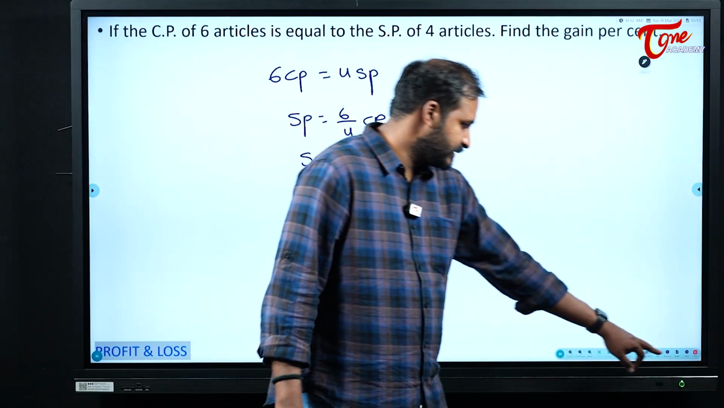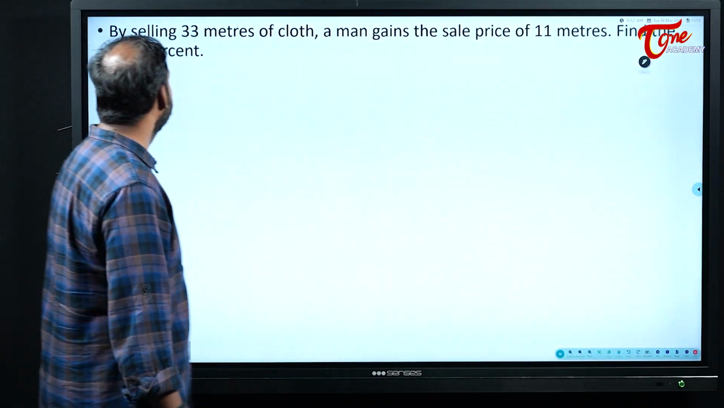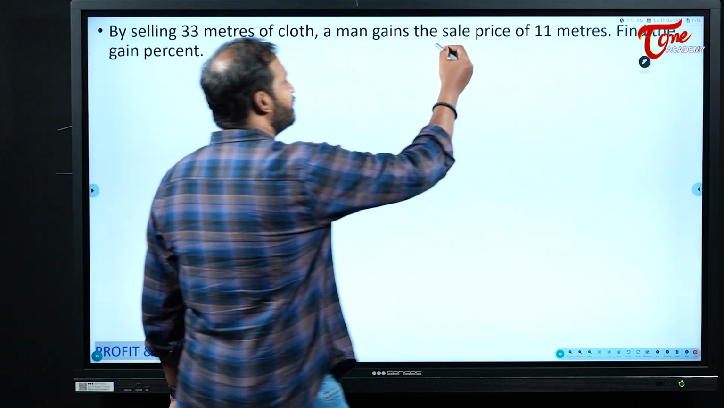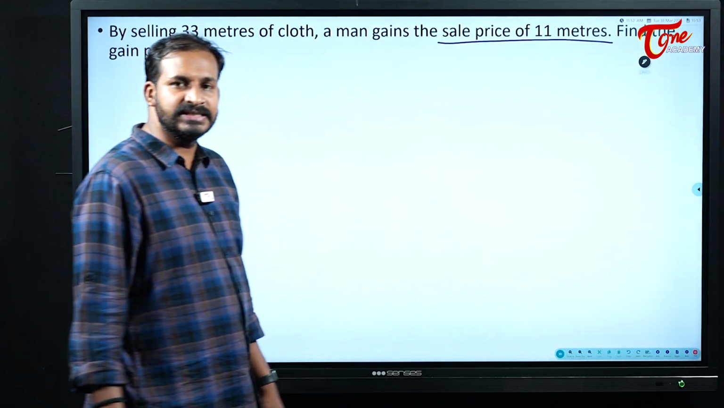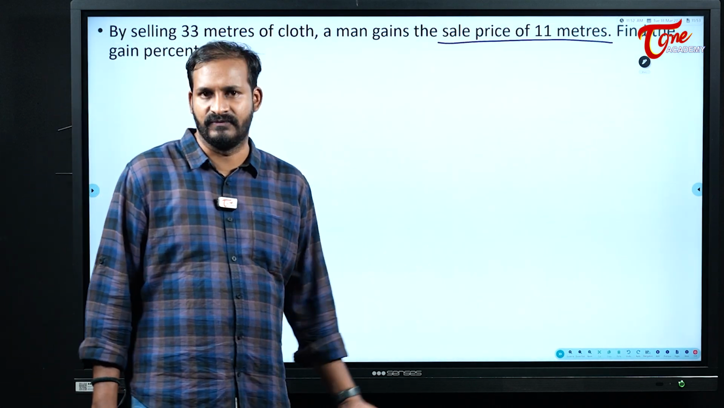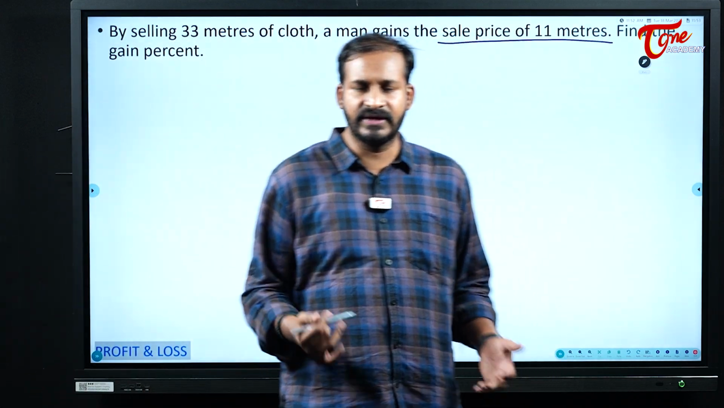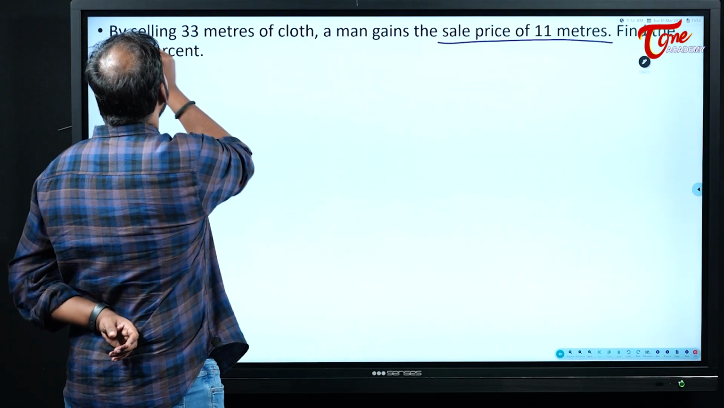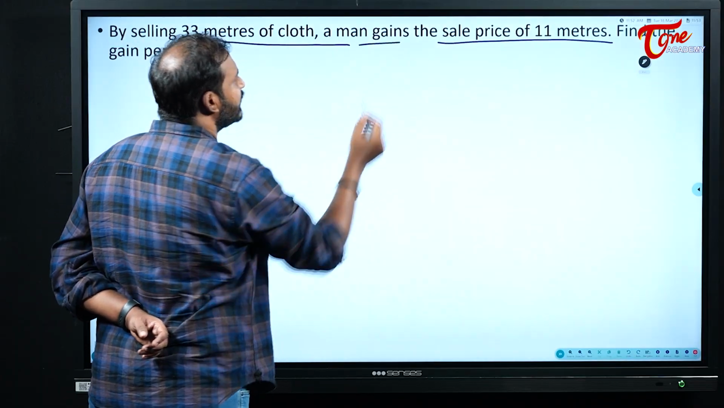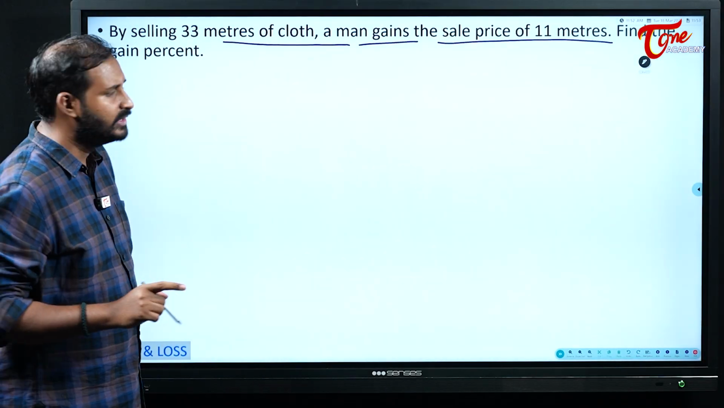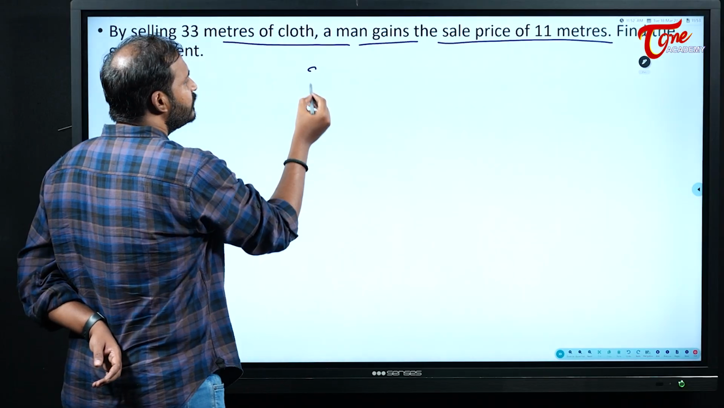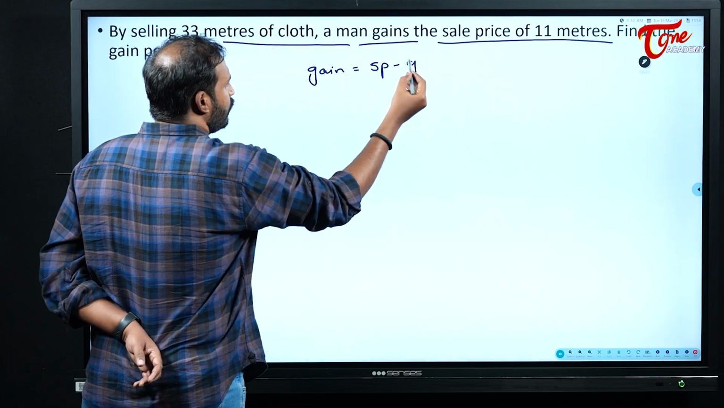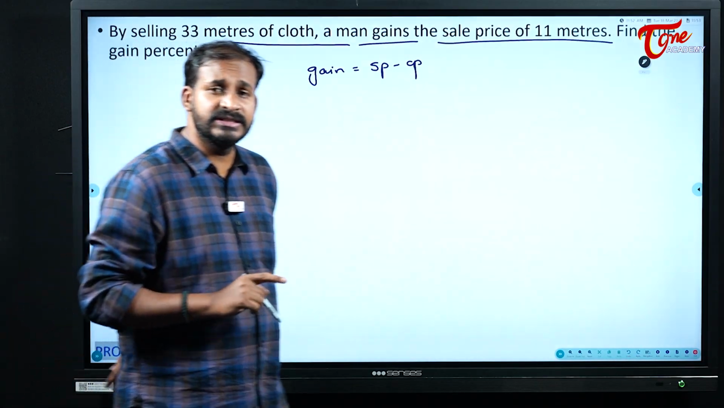Okay. Next. Now see here, by selling 33 meters of cloth, a man gains the sale price of 11 meters. What is meant by sale price? Sale price or selling price, more or less the same words. Okay, context is different but the same words. Now see here, what he is telling us is, by selling 33 meters of cloth, a man gains. This is a little bit different. See here, gain. How do you usually write a gain? SP minus CP.